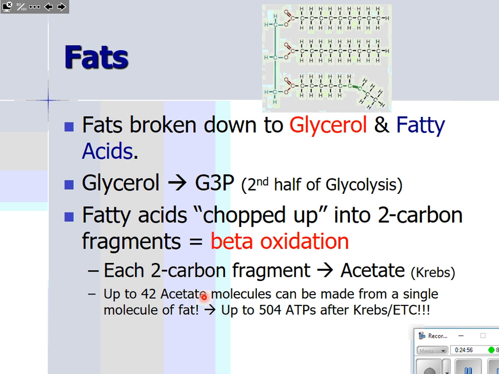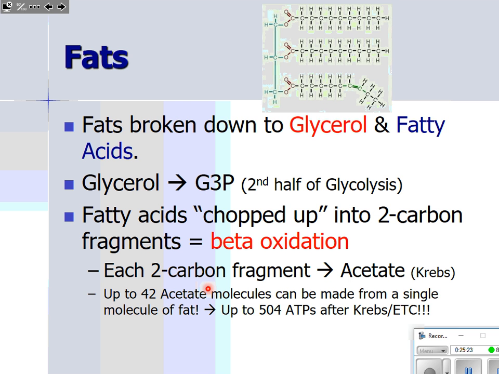Now think about it. Every time you break down a glucose, how many acetates do you get? Two. Just two. And that means you can only run the Krebs cycle twice. But if I have a really large fat molecule with really long fatty acids, and I can get 42 acetates, that means I can run the Krebs cycle 42 times.